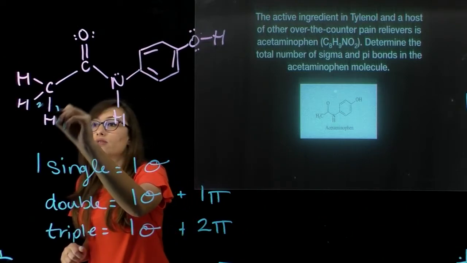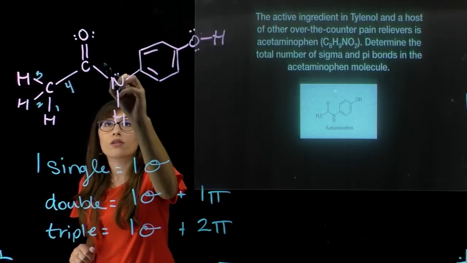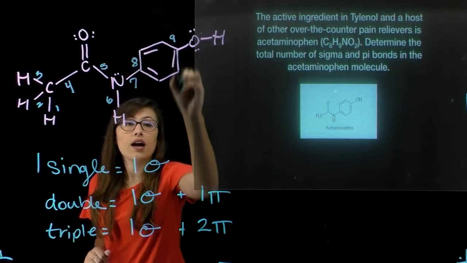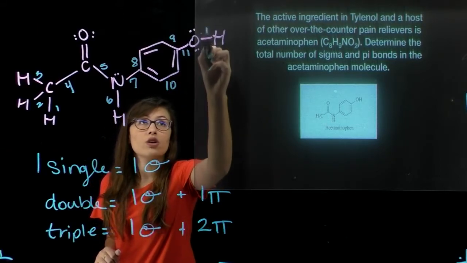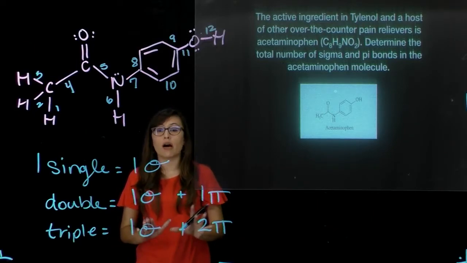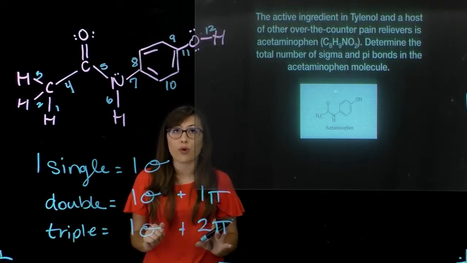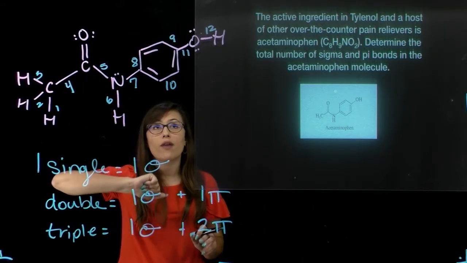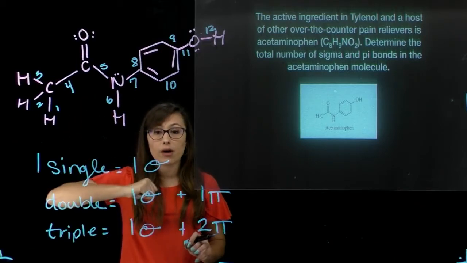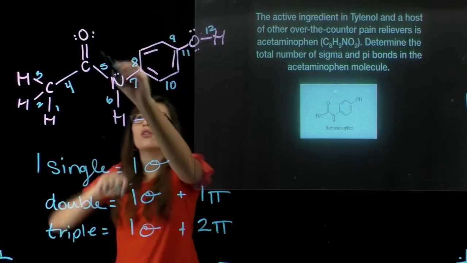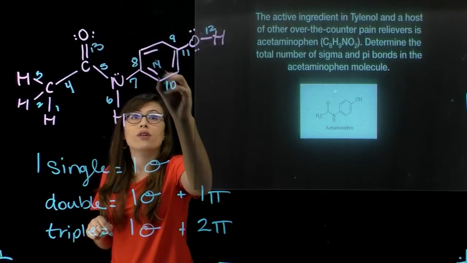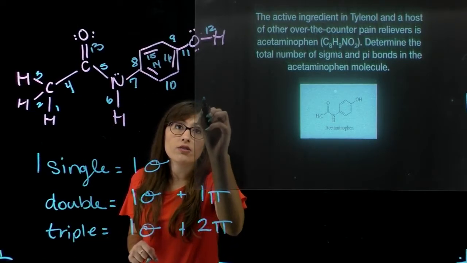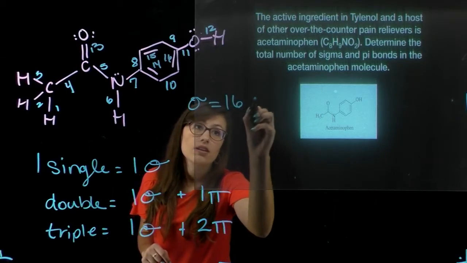So we have 1, 2, 3, 4, 5, 6, 7, 8, 9, 10, 11, 12. Those are only the sigma bonds corresponding to the single bonds present. Let's see if we have any double bonds, which we do. So we know for each double bond that we have, we're going to also have one sigma bond corresponding to it. So we have 12, 13, 14, 15, 16. We have a total of, in this molecule, 16 sigma bonds.